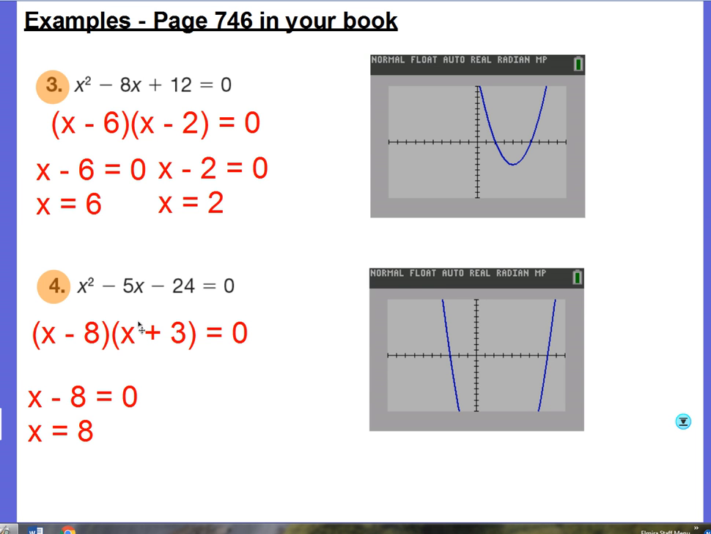Okay. Then we'll take x plus 3. What plus 3 would equal 0? Well, in order to cancel out a plus 3 and make it a 0, we would need a minus 3. Okay. So these are the solutions. These are the answers to this quadratic.